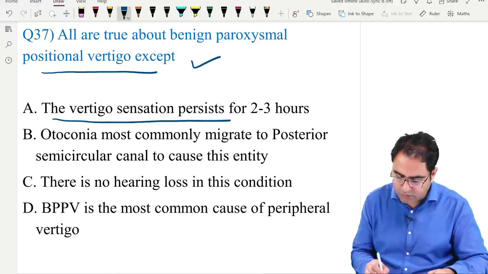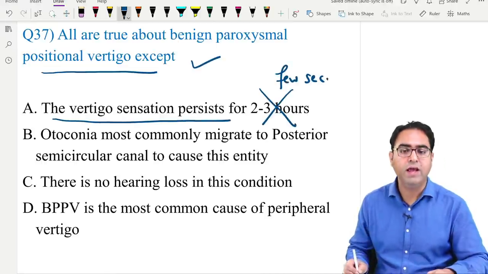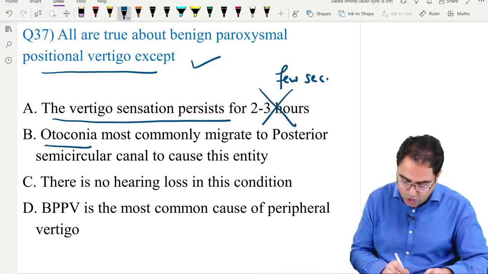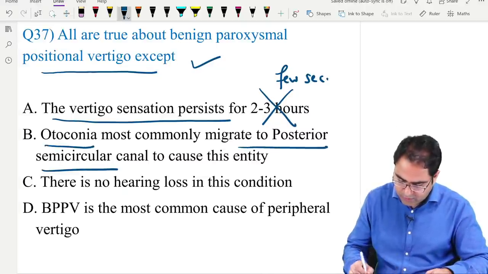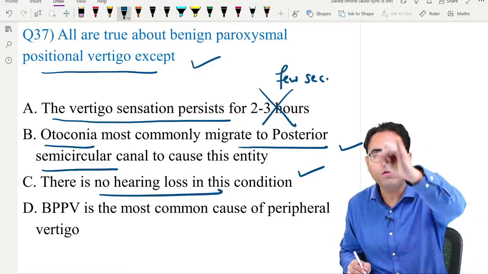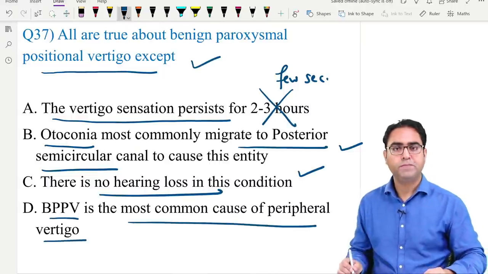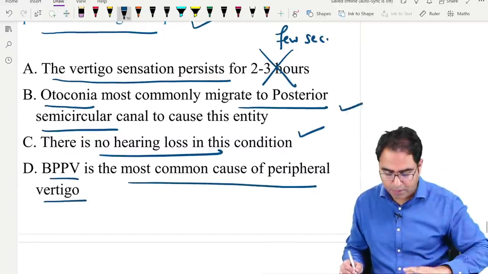Vertigo sensation persists for 2 to 3 hours. Wrong. For a few seconds only, beta. Otoconia mostly migrate to the posterior canal. Yes. There is no hearing loss in this condition. Yes, only vertigo is there, beta. No hearing loss, no tinnitus. Okay. And it's the most common cause of peripheral vertigo, beta. Let us do two visual questions of BPPV, beta.